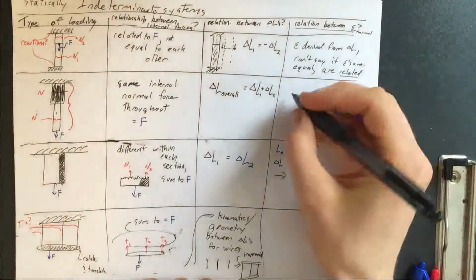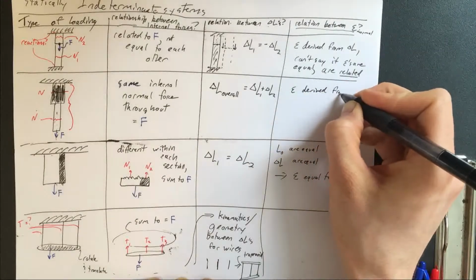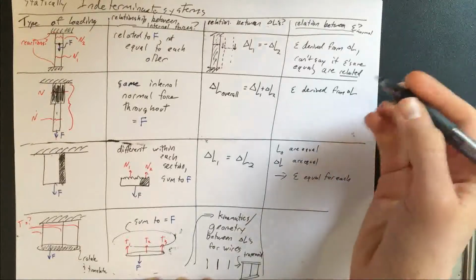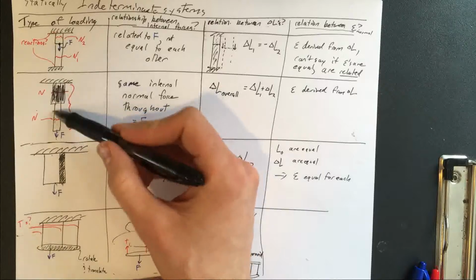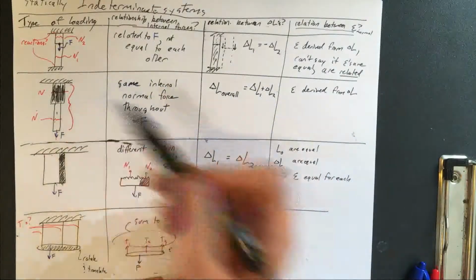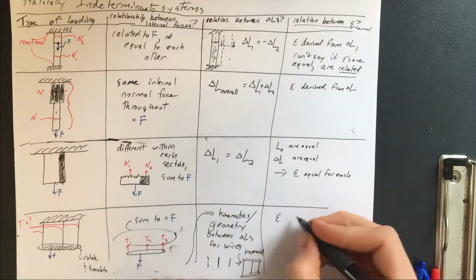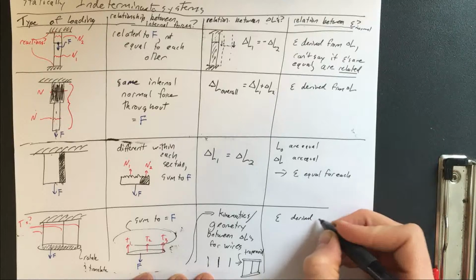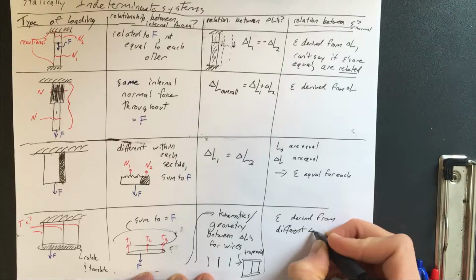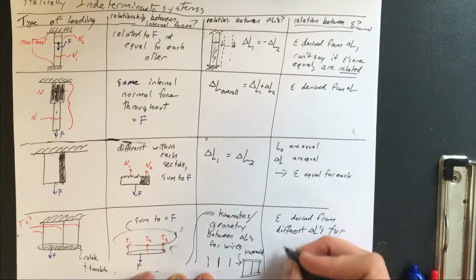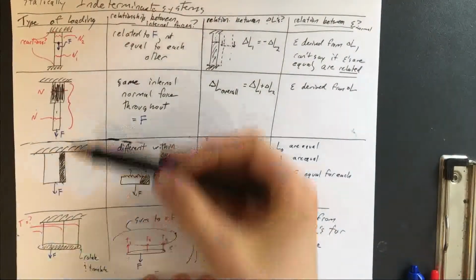For this second one, the strains are also derived from changes in length, but in this case, the delta L's are even less related to one another than this one, so that's less helpful. For this one, and similarly for this one, the strains are derived from different delta L's for each wire. So what's the key takeaway?